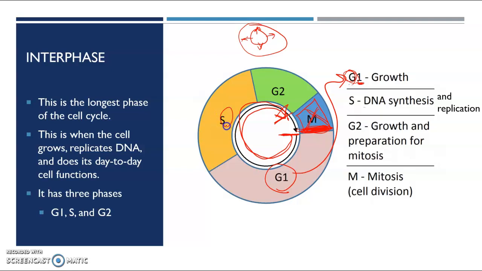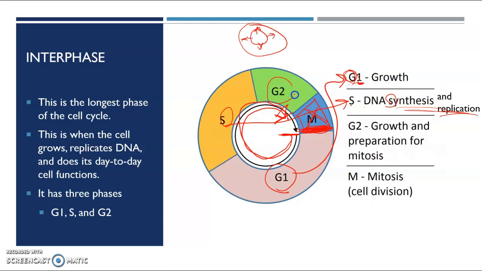S is synthesis, DNA synthesis and replication. This is when we get that full amount of DNA we need in order to be able to do mitosis. So in DNA synthesis and replication, we're using our DNA to make more DNA. S here stands for synthesis.